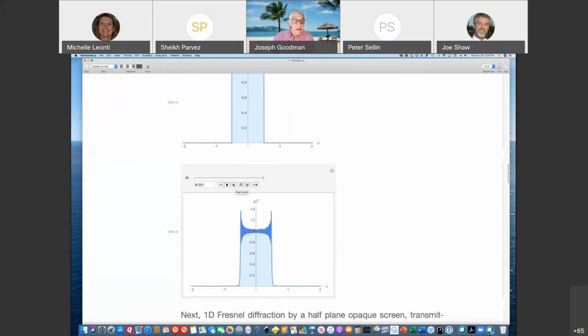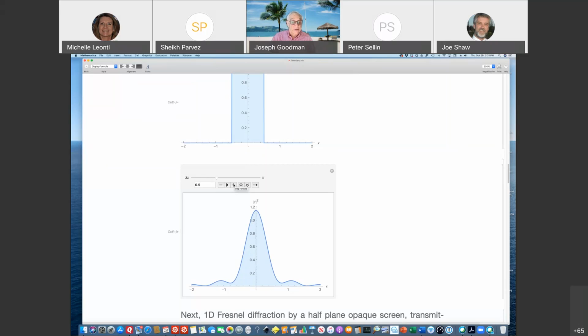But now what happens when we start to increase the distance further and further? Well, here we've increased it to 0.1. And here is the Fresnel diffraction pattern for that product of lambda and Z. Here we increase it to 0.2. Here we increase it to 0.3. Here we increase it to 0.4, 0.5, 0.6, 0.7, 0.8, 0.9.